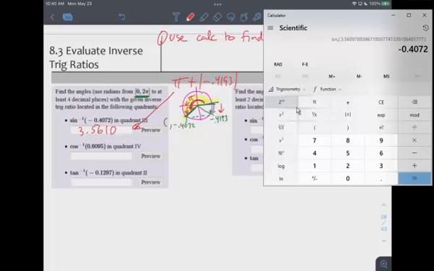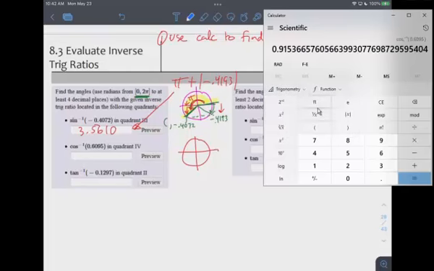Okay, I want you to try the next one for cosine. Do the same thing and try that for the cosine. Use the calculator to calculate what angle in radians has this given cosine ratio. So if I type in 0.6095 and I take the inverse cosine, I get 0.915. Well, 0.915 is going to be somewhere along here, right? 0.9154.